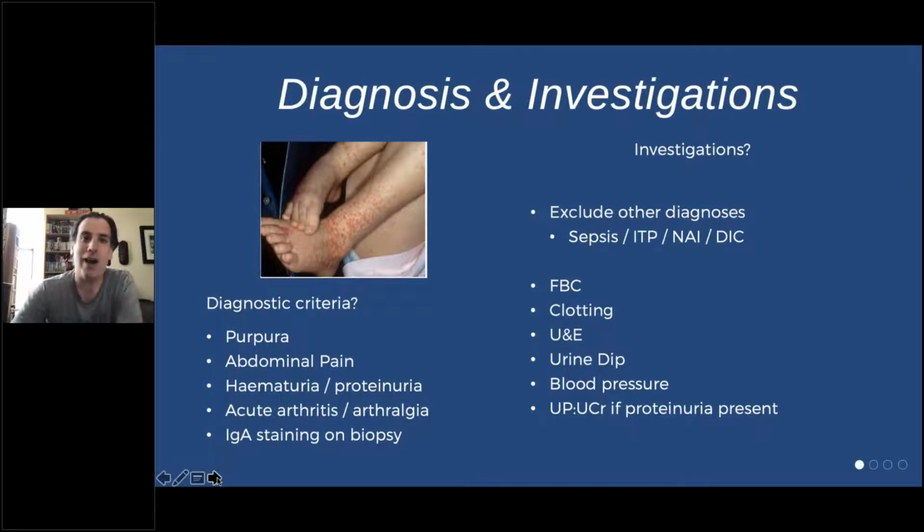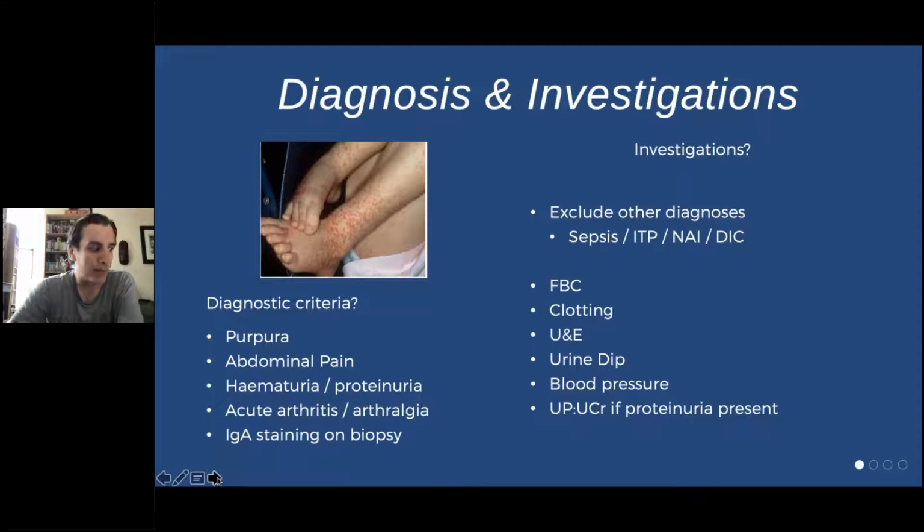How do you diagnose IgA vasculitis? What sort of workup? Well, it's basically a purpuric rash, most commonly in the lower limbs, the buttocks and legs, and you need to have one or more of the other features: abdominal pain, hematuria, proteinuria, acute arthritis. And if you were going to stain any tissue, you would have IgA staining on biopsy, and that's very, very rarely, if ever, done.